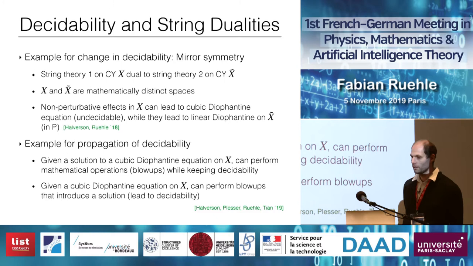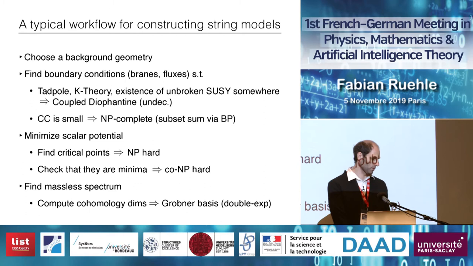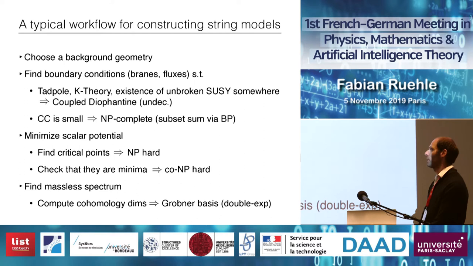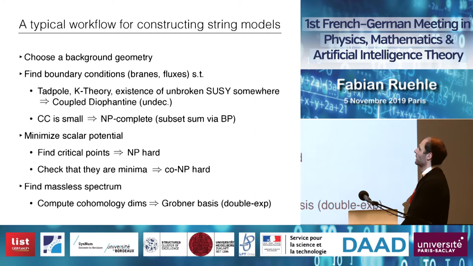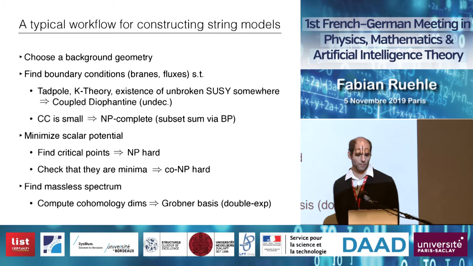What we now have to do as string theorists, if you want to study string theory, is choose a background geometry, a Calabi-Yau. This you can do in linear time, if you go through the list of known Calabi-Yaus, though we don't know whether it's finite or not. Then you fix the boundary conditions, the branes and the fluxes and so on, such that the theory is consistent. This leads to a coupled set of Diophantine equations, which is undecidable.